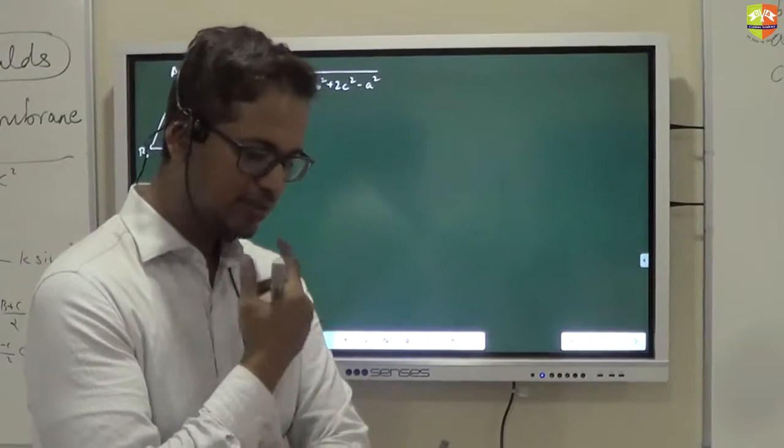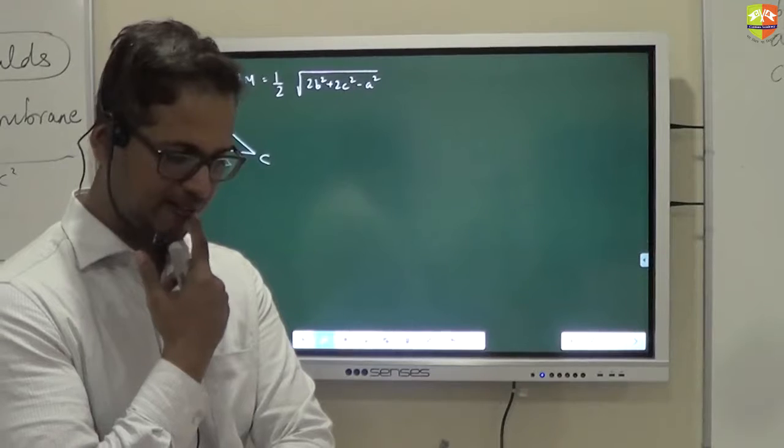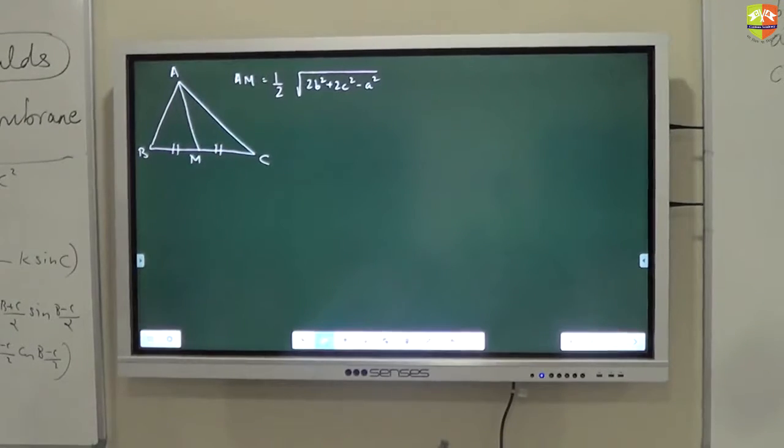You assumed it is the length of median. Let it be that and then you show the analysis. Give an analysis, show the analysis.